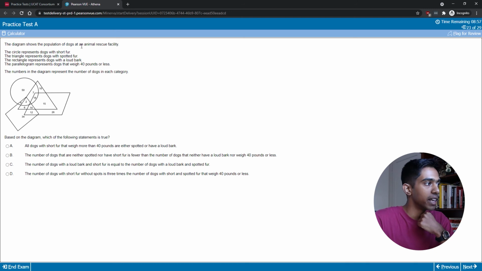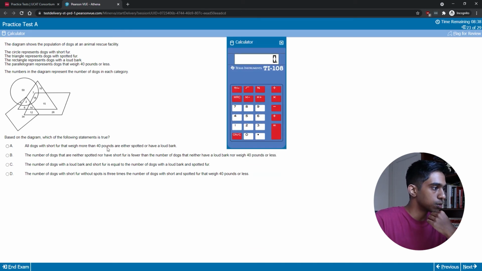The diagram shows the population of dogs at an animal rescue facility. Circle represents short fur, triangle represents spotted fur, the rectangle represents loud bark. Okay, gotta check time as well. 8 minutes left, so I might have to hurry it up.